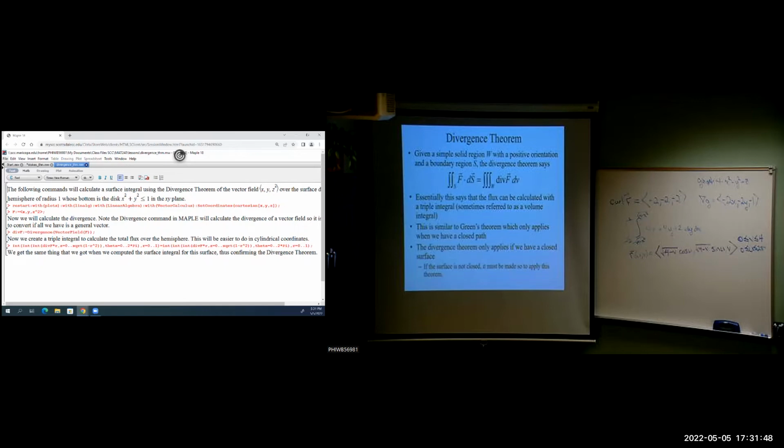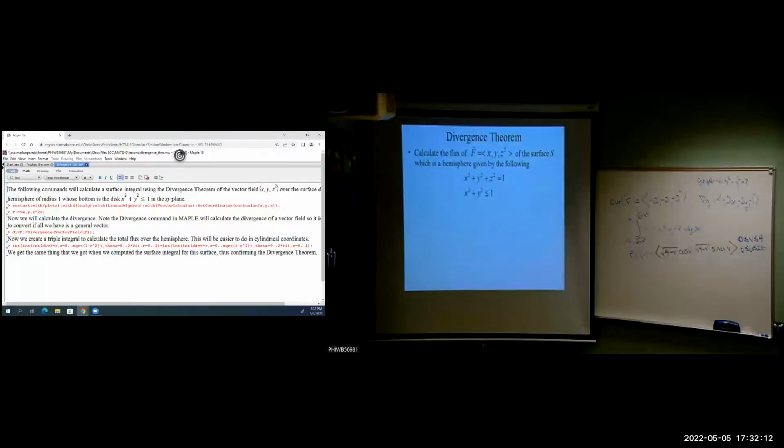So, like Green's theorem, which we can't use for all line integrals, we can't use the divergence theorem for all surface integrals. But if we have a closed region, we want to see if the divergence theorem makes sense because the divergence is so easy to find and we know how to set up the limits for a triple integral. So we did this one last time.